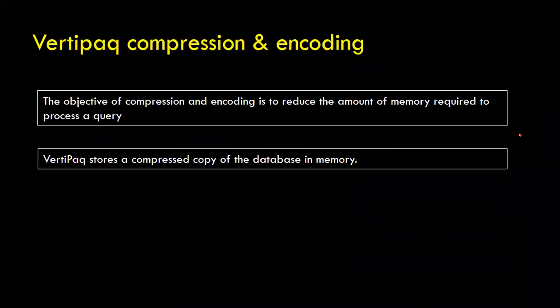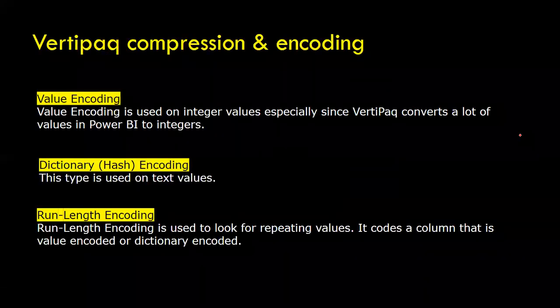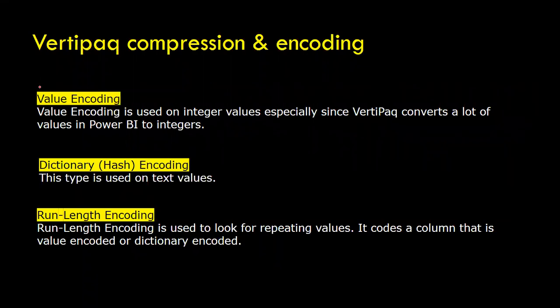So now let us continue with understanding what is the encoding. What are the different types of encodings available? We have something called value encoding, and the next one is the dictionary encoding. Dictionary encoding is also called hash encoding. Next one is run length encoding. It is very simple to understand.